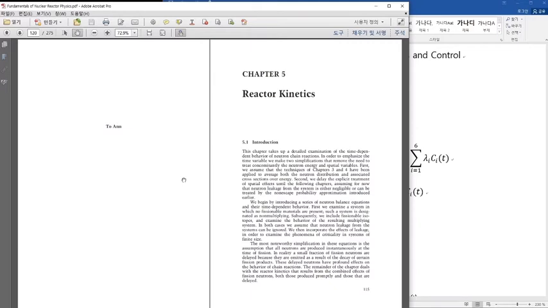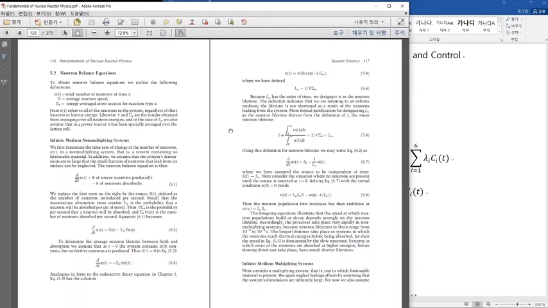But of course, in chapter 5, it is what's called point kinetics. By the word point, it means that we are not going to focus on the space dependency, only on their time dependency. So that's what we studied in chapter 5.